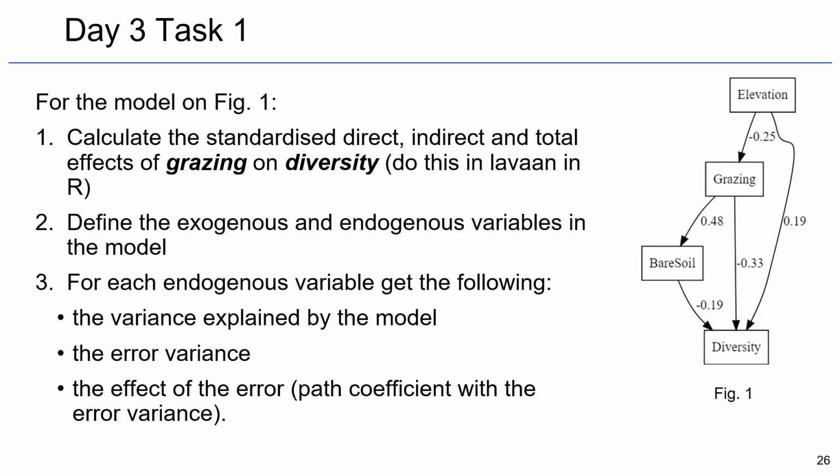And here are the final tasks. So for this model, you need to calculate the direct, indirect, and total effects of grazing on diversity. You need to do this in R. Of course, you can do this by hand as well in order to check your results from lavaan. Second, you need to define the exogenous and endogenous variables in this model. And then for each endogenous variable, get the following measures: the variance explained by the model for each variable, the error variance, and the effect of the error. So these are the path coefficients with the error variances.